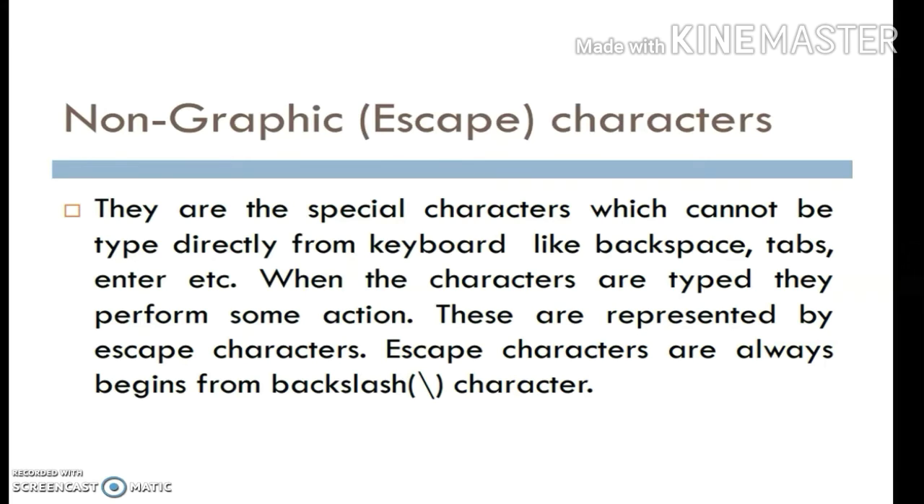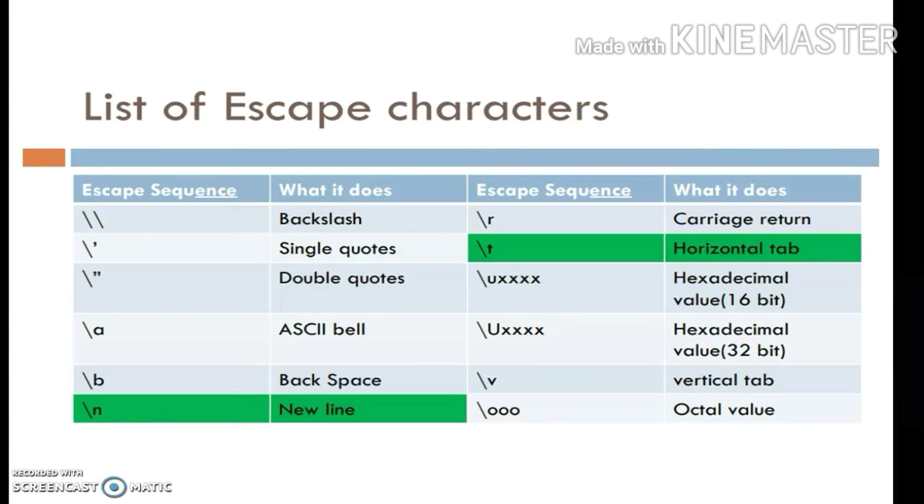Escape characters always begin with the backslash character. Backslash n, backslash t. Here I am giving some examples. See, this is the list of escape characters. When you put a double backslash, it will give a backslash. Then a backslash with a single quote, a backslash with a double quote, then \a for ASCII bell, \b for backspace, \n for new line, \r for carriage return, \t for horizontal tab. Then \x for a hexadecimal value. So these are the different escape characters used in Python.